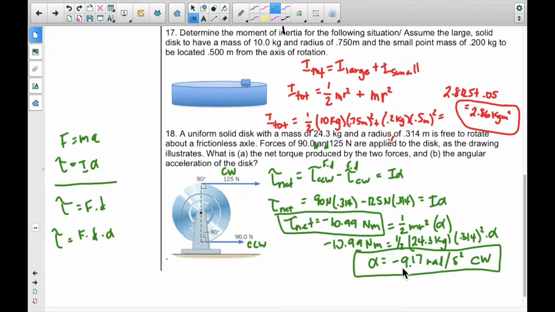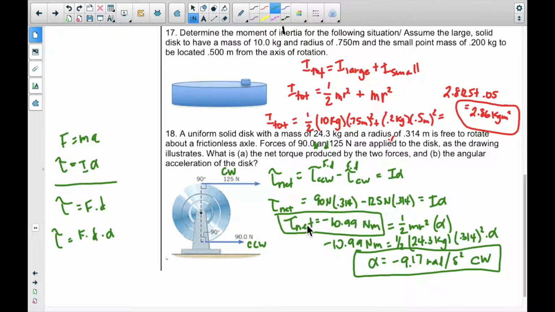Okay, so our angular acceleration is negative 9.17 radians per second squared. Why is it negative? Because it's clockwise. So we can see that the force is greater in the clockwise direction, which is obviously then going to give us a higher torque in the clockwise direction. And so therefore, our acceleration must also be in the clockwise direction.